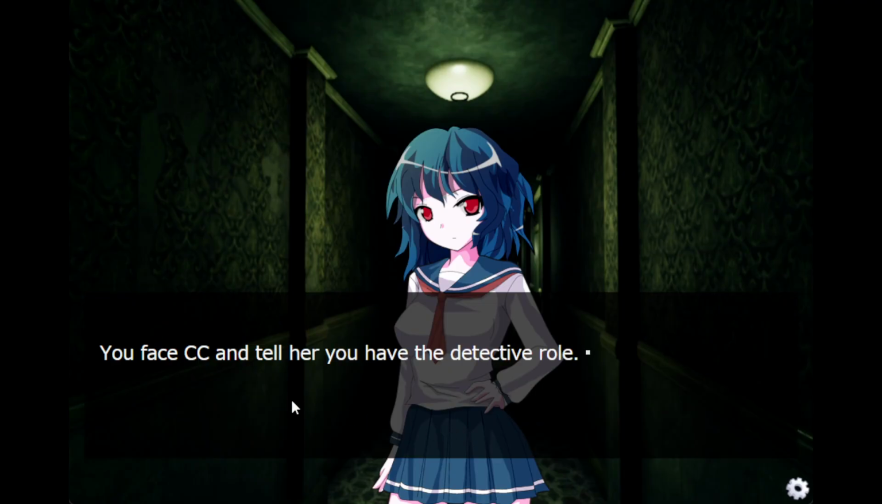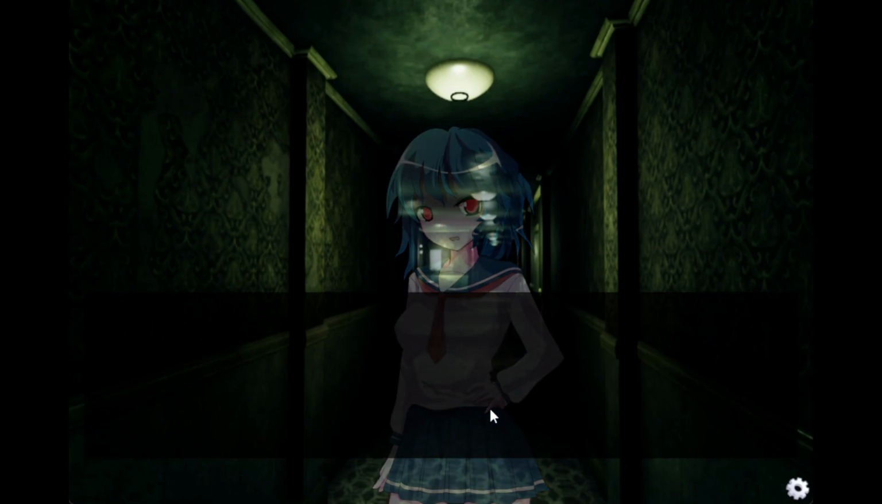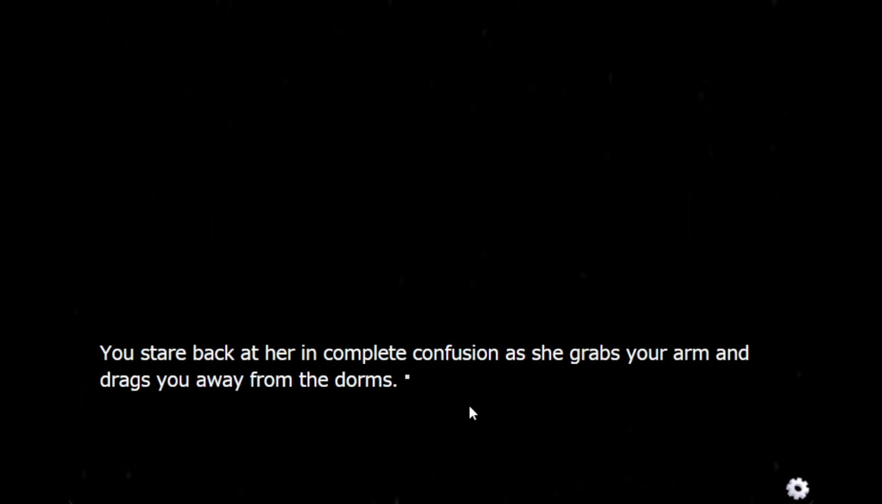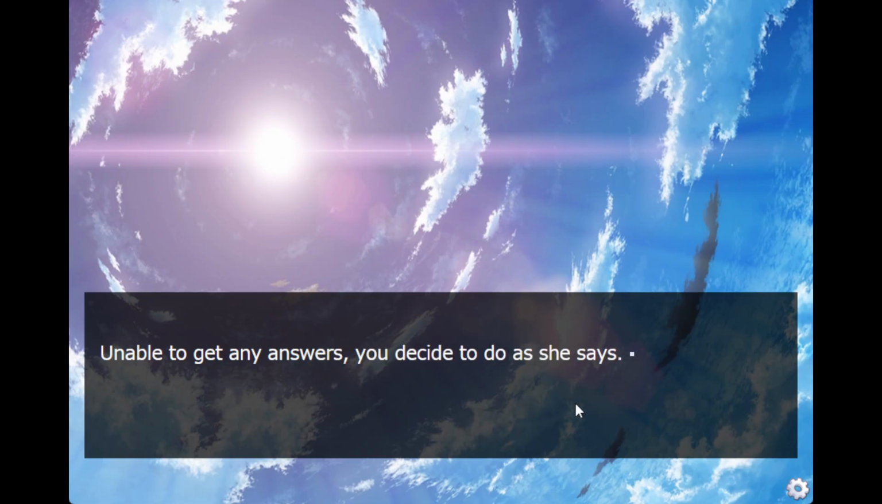You phrase it to CC and tell her you have the detective role. CC's expression suddenly changed. Why? Why did you tell me? CC's eyes widen and she looks at you in utter shock. You stare back at her in complete confusion as she grabs your arms and drags you away from the dorms. CC refused to explain her behavior. Instead, she would change the subject every time you brought it up and insist that you should continue searching the school. Unable to get any answers, you decide to do as she says.